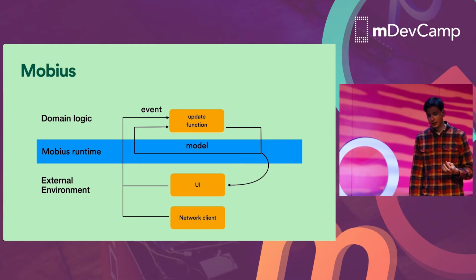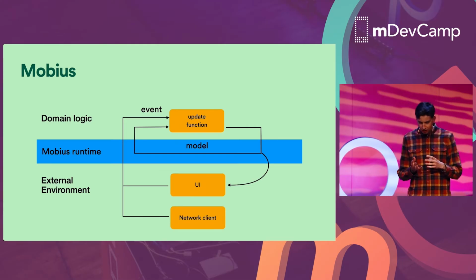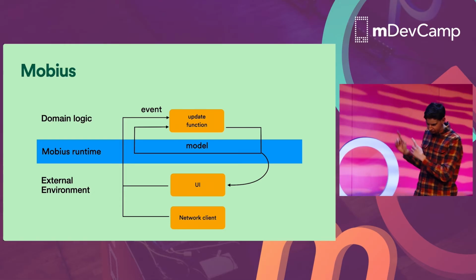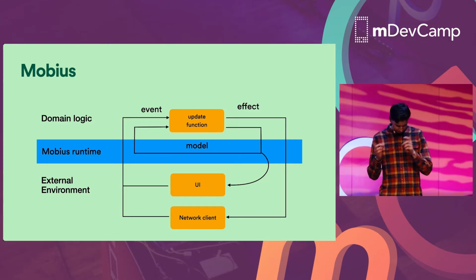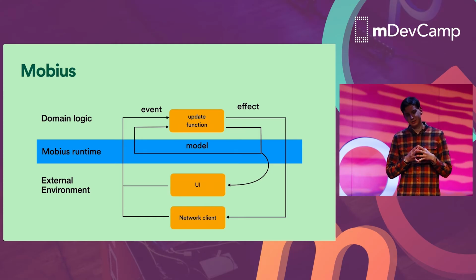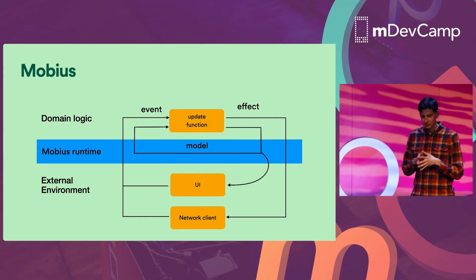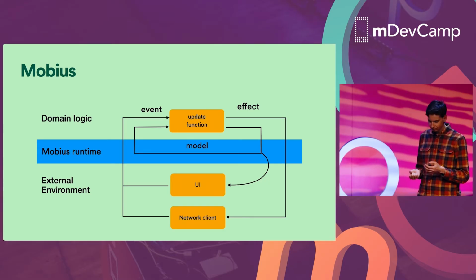When the model is updated, we might want the environment to react to the change, for example, update the UI based on the model. So there's also an option for that. And there's one more data flow there, and that is that the update function can choose to dispatch external effects. For instance, one instructing a network client to initiate a request.